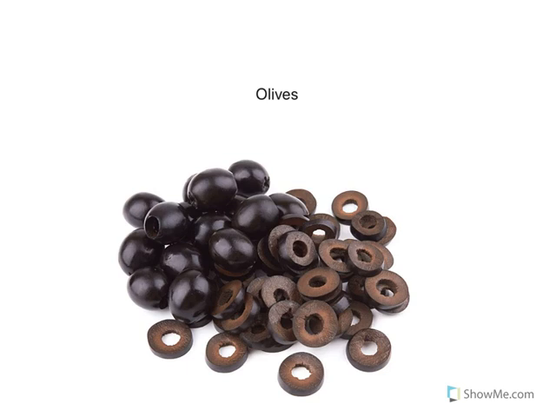O is for olives. An olive is a small, oval-shaped fruit that has a hard pit inside. I like olives on my pizza. O for olives.